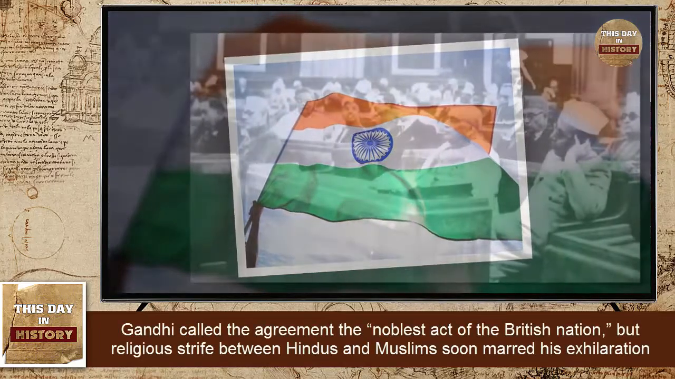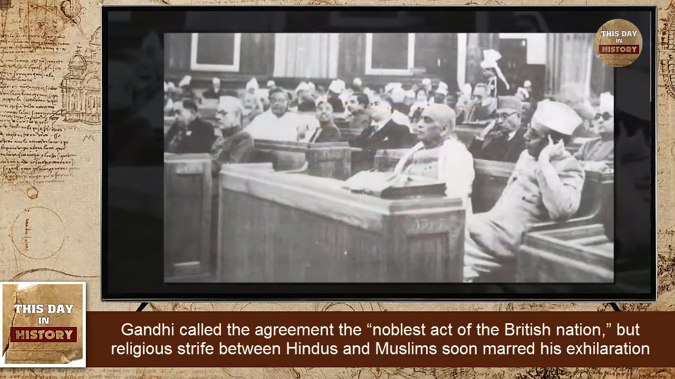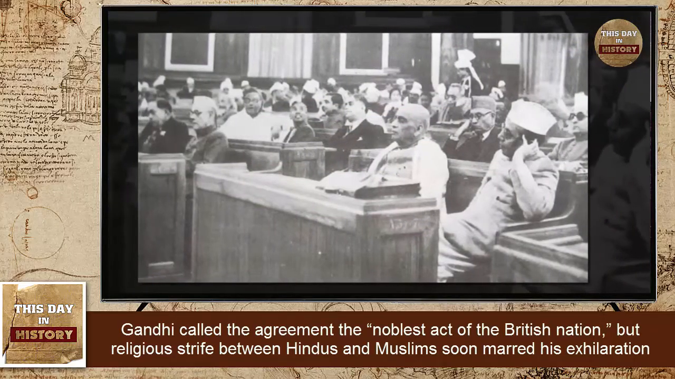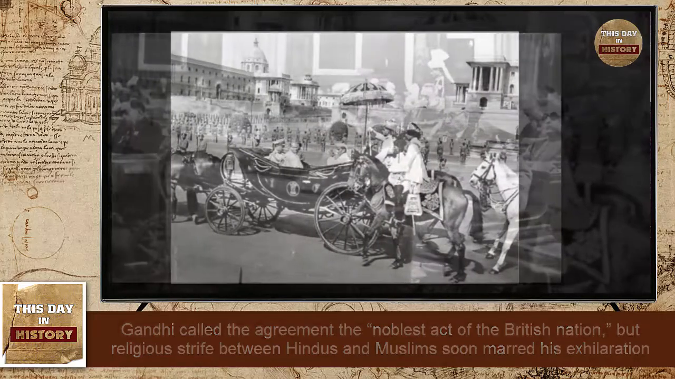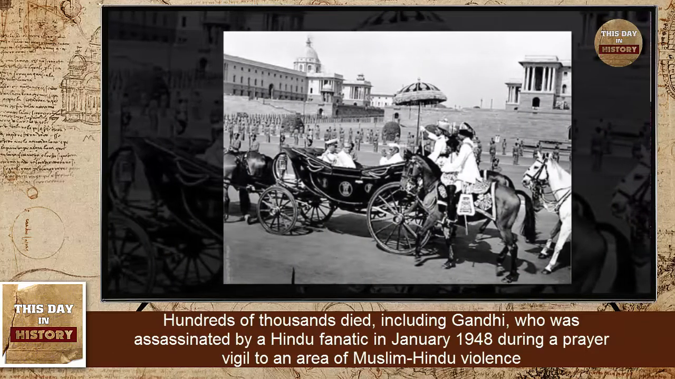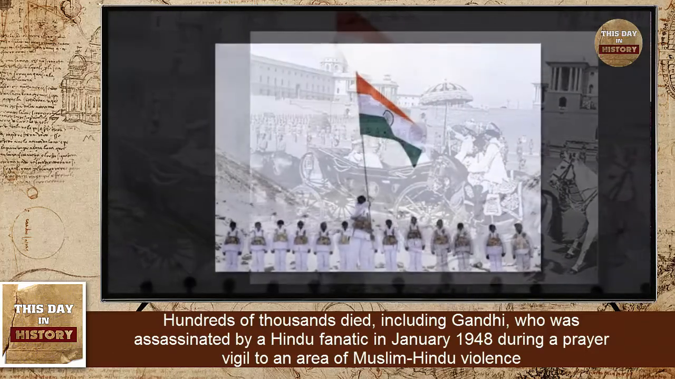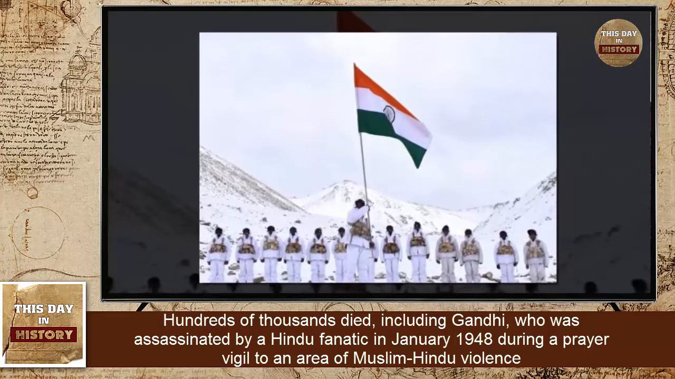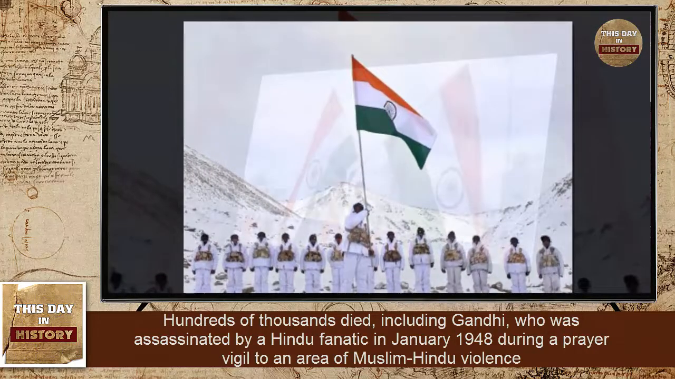Gandhi called the agreement the noblest act of the British nation, but religious strife between Hindus and Muslims soon marred his exhilaration. Hundreds of thousands died, including Gandhi, who was assassinated by a Hindu fanatic in January 1948 during a prayer vigil to an area of Muslim-Hindu violence.